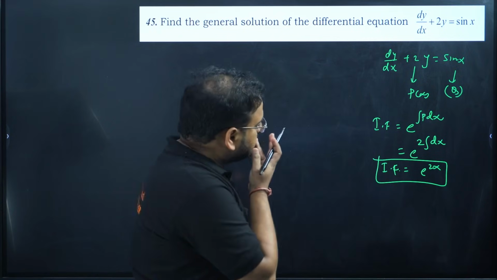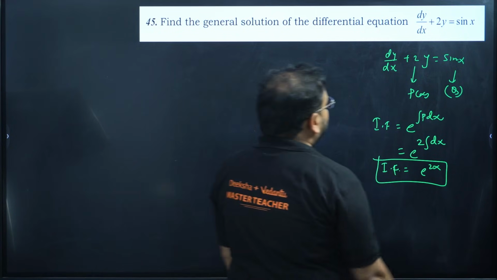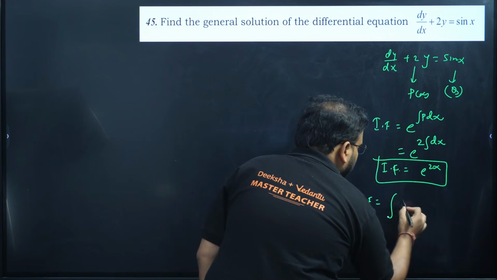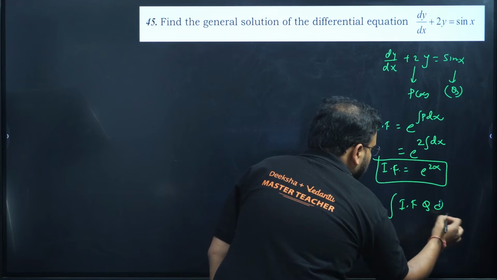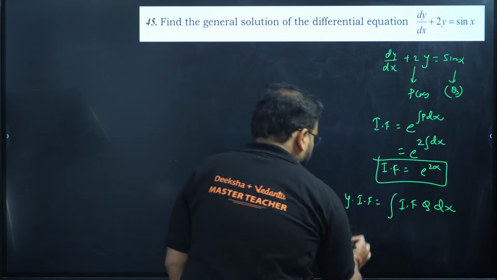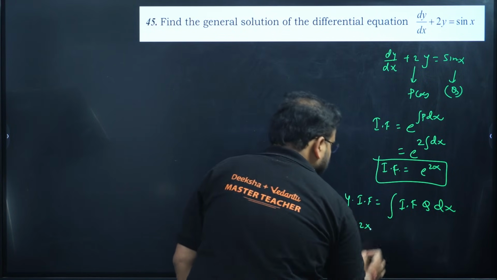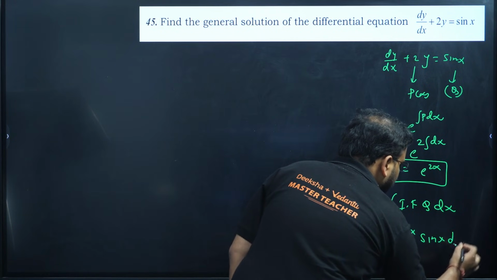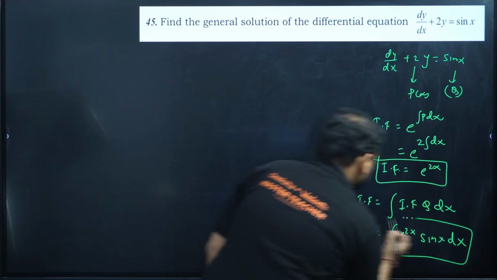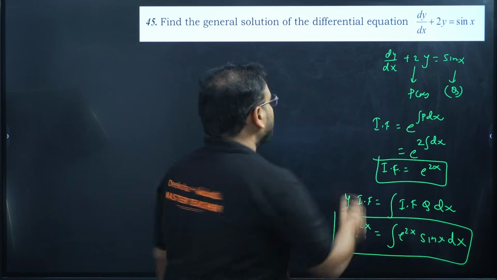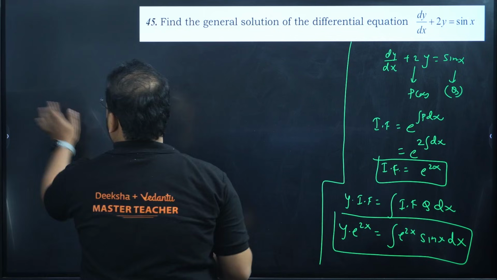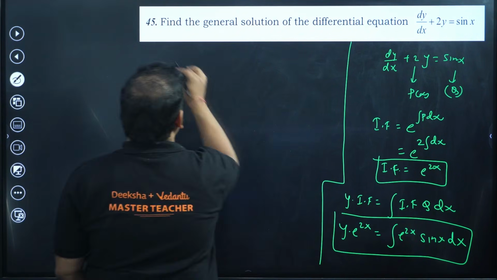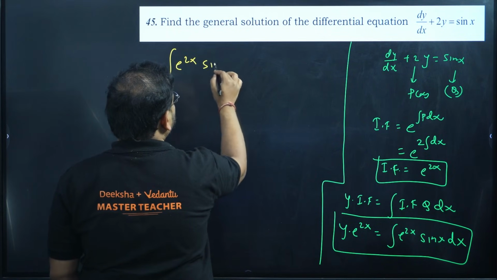Okay, so we have the IF now. This is correct. Now we're going to get the final answer as y times IF equals integration of IF into q dx. So y into e power 2x equals the integration of e power 2x sin x dx. Now this is my final answer, but we have to integrate this also. We'll go about that, don't worry. So have a look. We'll just deal with this part: e power 2x sin x dx.